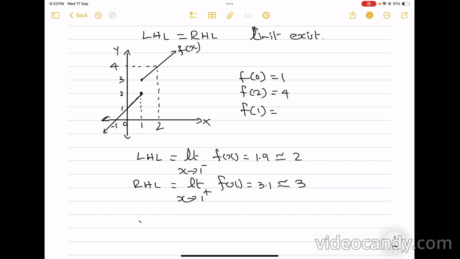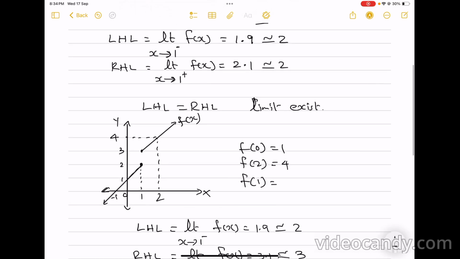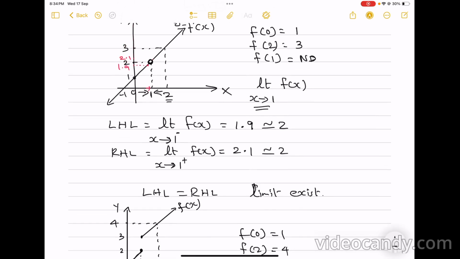So here your left hand limit is not equal to right hand limit. It is 2 and 3. Therefore, for this function, the limit does not exist. If at one particular point you get two different answers from the left hand side and the right hand side, the limit does not exist. But if the limit is almost equal to the same number, even though we are not finding it at the same place, then in this case the limit exists.